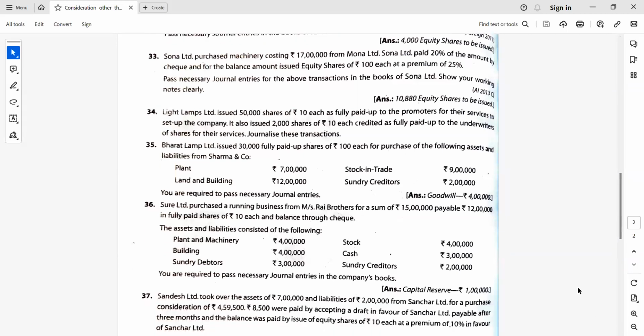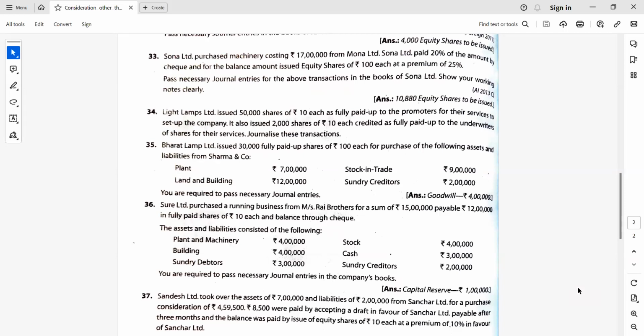Okay. So Shard Limited purchased a running business from Messrs. Rai Brothers for a sum of rupees 15 lakh. Now, the purchase consideration is given in the portion, means at which price we have purchased the business. So we have purchased the business at rupees 15 lakh, which is payable as 12 lakh in fully paid shares of rupees 10 each and the balance through check. So 3 lakh is paid by check and 12 lakh is by issue of equity shares.